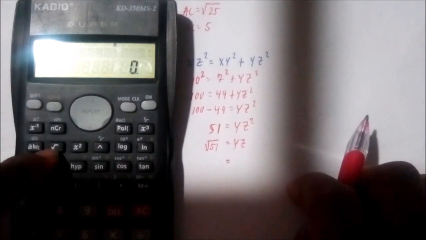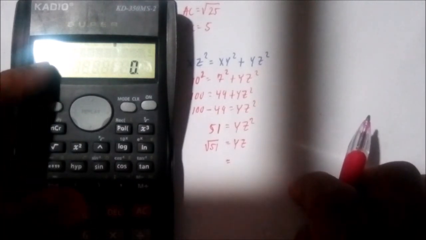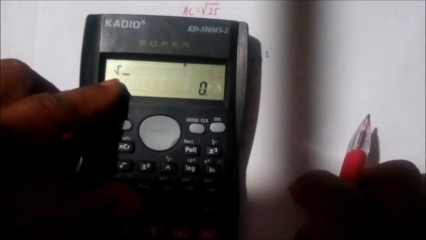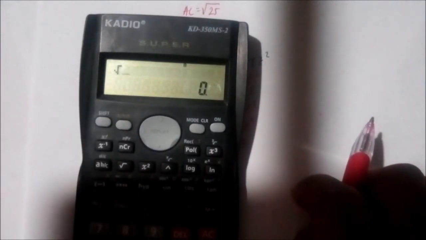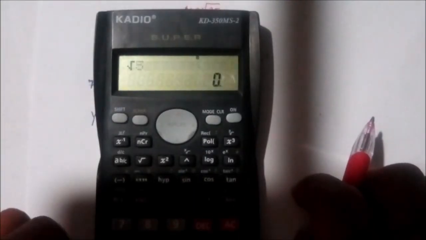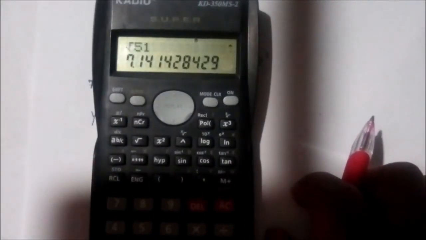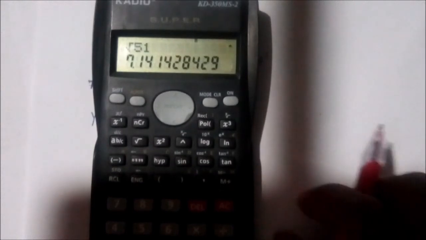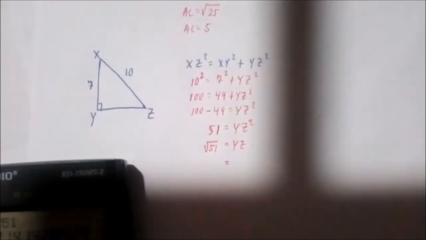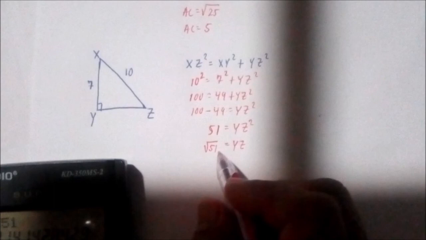Here is my symbol for square root. So I punch that in, and you notice here at the top it appears the square root symbol. So the number is 51, and then I press equal. I end up with 7.1414284229.